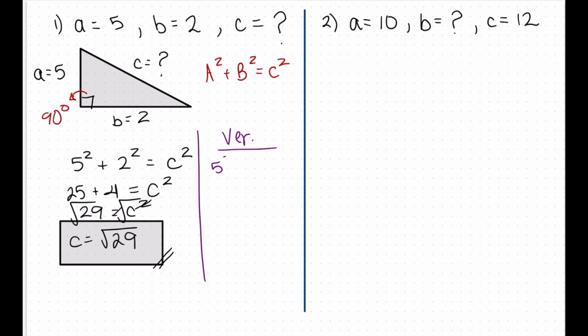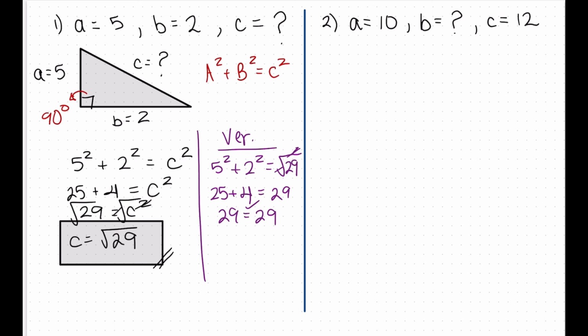So 5 squared plus 2 squared equals the square root of 29 squared. So this is 25 plus 4 equals 29, because the square and the square root cancel, and 29 equals 29. So we know the answer is correct.